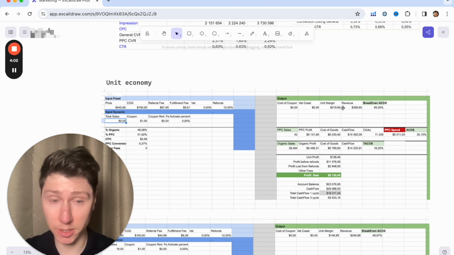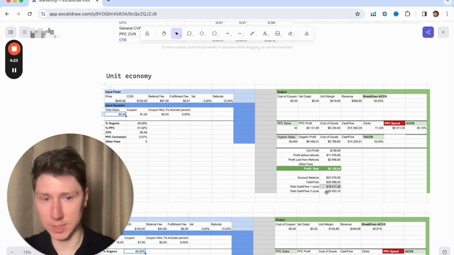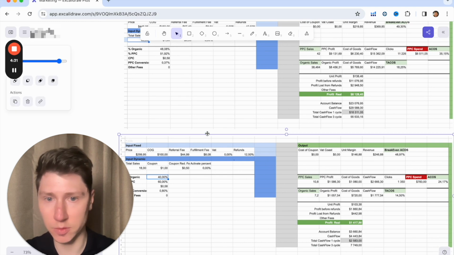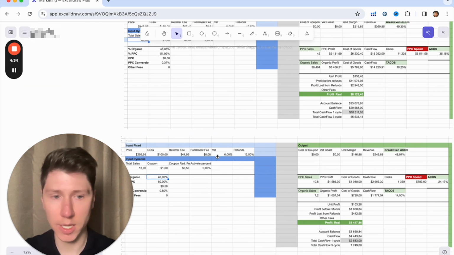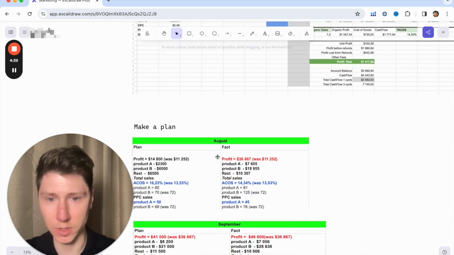From these calculations we know how much profit there is per one unit, how much profit before refunds, and how many refunds. Having all of that, we can calculate the real final profit, the final account balance, and the cash flow that we need. We also calculate cash flow for the next cycle, so that we have enough money to restock the inventory. And we calculate this kind of unit economics for every ASIN, and then we sum up these numbers together to understand the whole unit economics of the business.